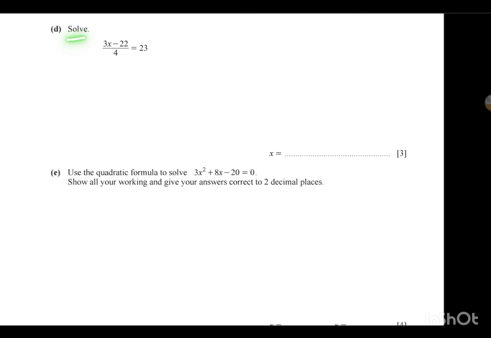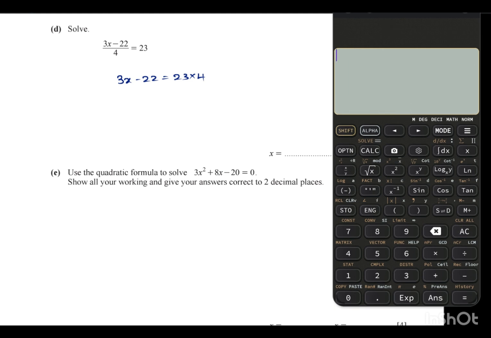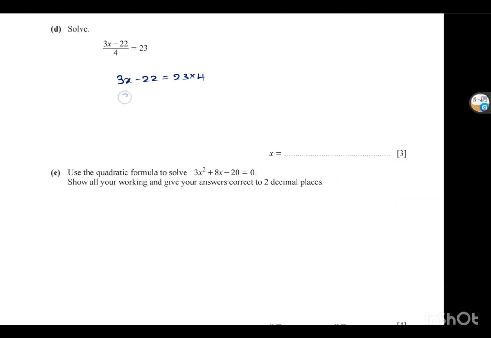Question number D. Solve (3x minus 22) by 4 is equal to 23. Whenever a solve question comes, you have to find the value of x. Here the denominator is 4, and you can multiply the denominator to the number on the right side of the equation. So 3x minus 22 will be 23 into 4. 23 multiplied by 4 will be 92. So 3x minus 22 is equal to 92.